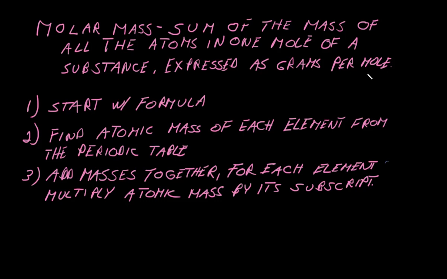You start with whatever the formula is, find the atomic mass of each element in that formula from the periodic table, and then add the masses together for each element. Now, if an element happens to have a subscript, multiply the atomic mass by that subscript. So let's take a look at a couple of examples here.